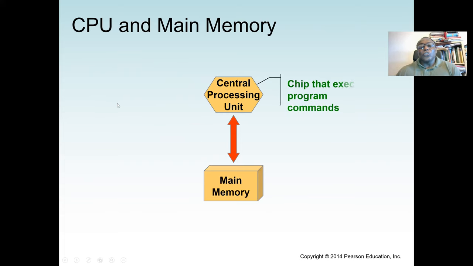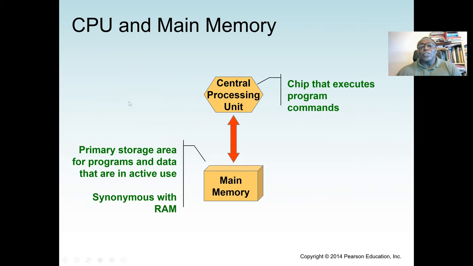So first, let's go through some of the components of a computer system, the hardware. The main components of a computer system will be the CPU, the main memory, the input devices such as keyboard and mouse, and then the output devices such as a printer and also a monitor.